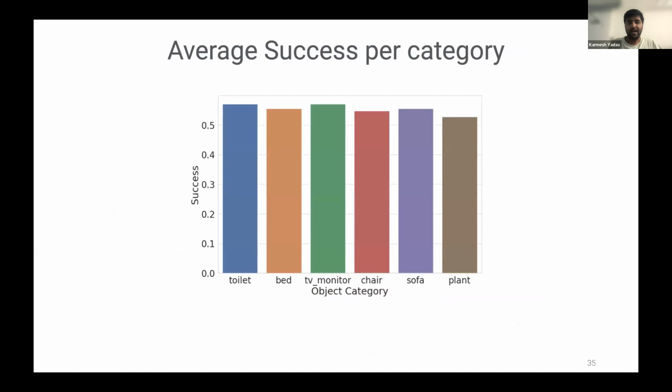And finally, looking at the average success per category, we see the average of all the methods together performing mostly well on all these categories. These are usually categories that are present in all households and are usually present in well-known commonsense-based locations. So we see good performance on all of them.